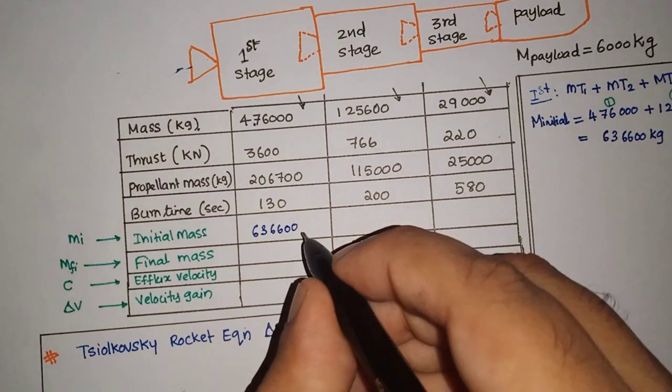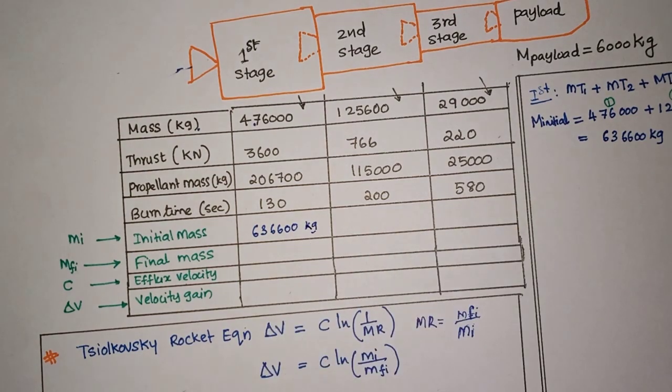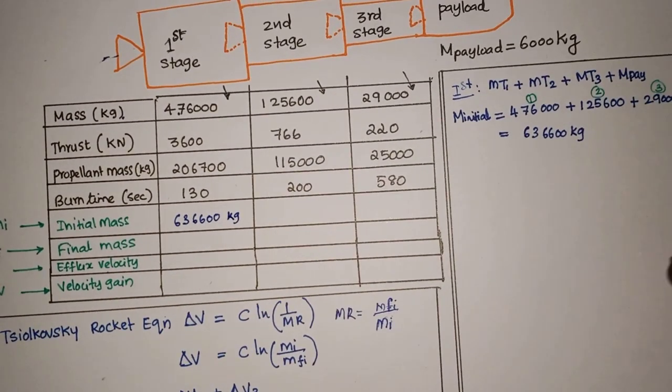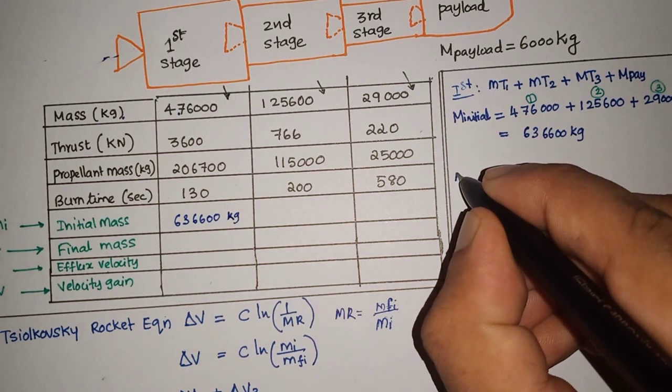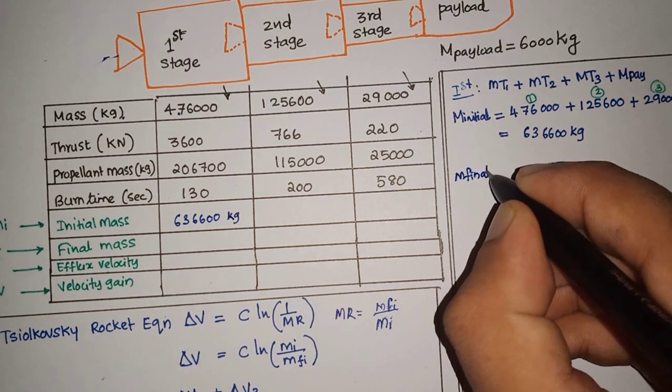636600 you can fill here. That is going to be in kilograms. Definitely, it is going to be the mass. Now we are more interested in the final one. What is going to be the final mass?